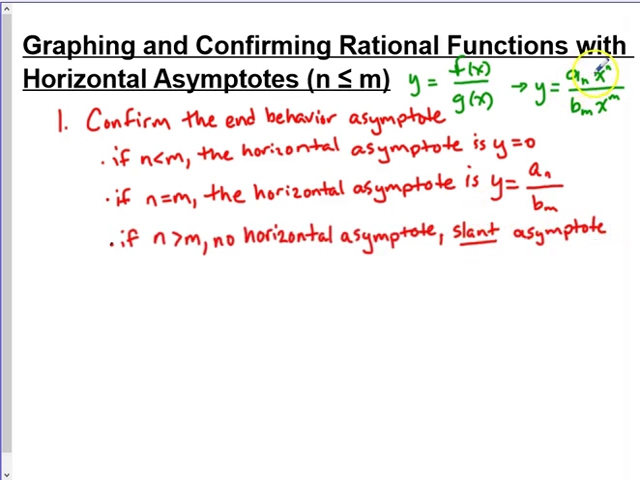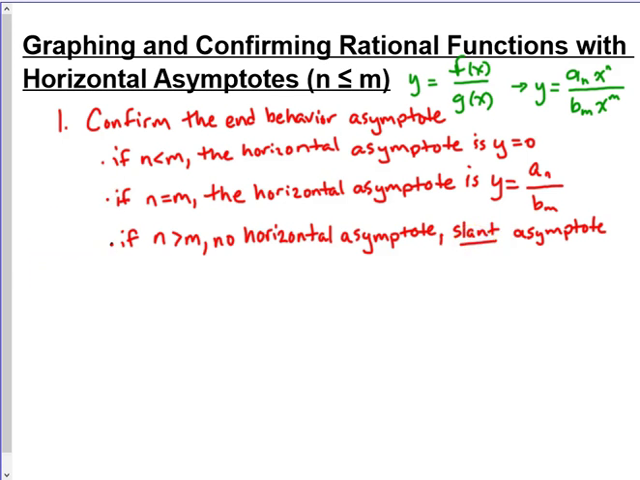Okay, third and final case. So if the numerator's degree happens to be like x cubed over something with just x squared or just even an x, you don't have a horizontal line as the asymptote. You have what's called a slant asymptote. And that could be a line that is a slope other than 0, or it could be a parabola or some other function. Okay?